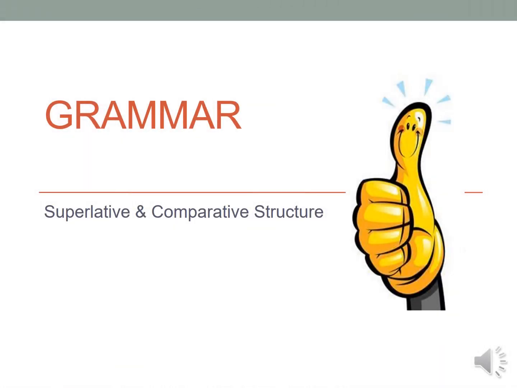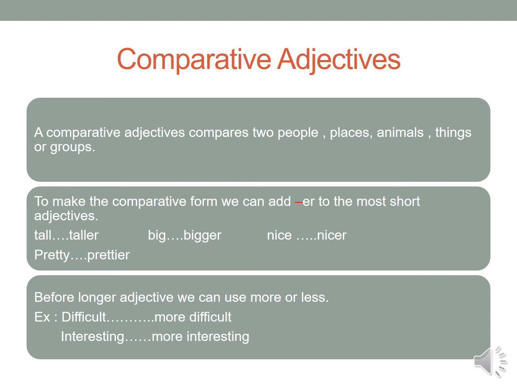Today we are going to talk about superlatives and comparatives. Okay, we will start with the comparatives. How can we compare? We can compare people, places, animals, things, or groups. How can we form the comparative adjective? We can add -er. For example, tall, taller; big, bigger; nice, nicer; pretty, prettier.